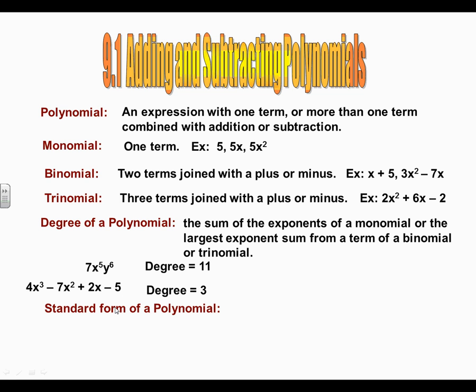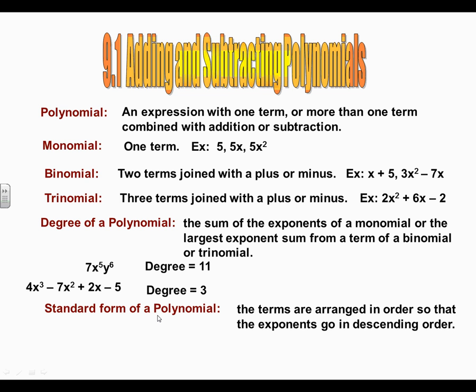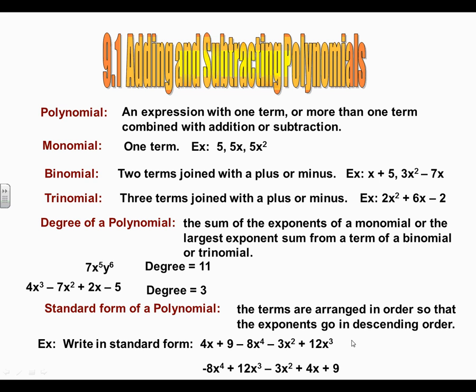Now we have to mention the standard form of a polynomial, and that is when the terms are arranged in order so that the exponents go in descending order. So it would be from the highest exponent of x to the lowest, or if there were more than one variable, it would be alphabetical order. So we're going to write this polynomial in standard form. Because x to the power of 4 is the highest exponent of x, it would go first, followed by the x to the power of 3, then the x to the power of 2, then the x to the power of 1, and numbers always go at the end. So here is that polynomial written in correct standard form.